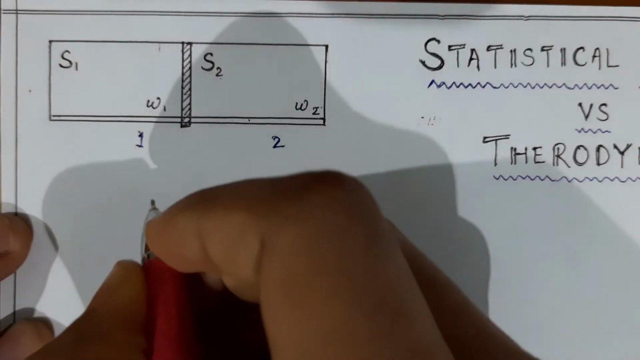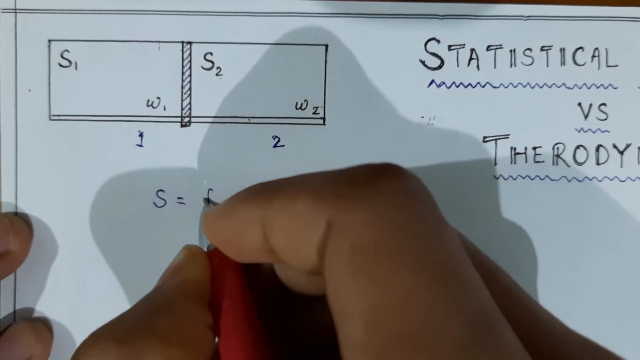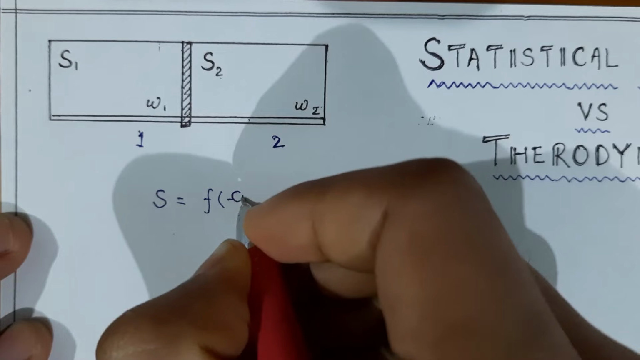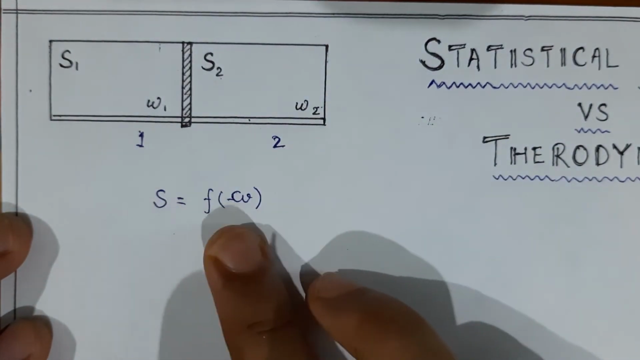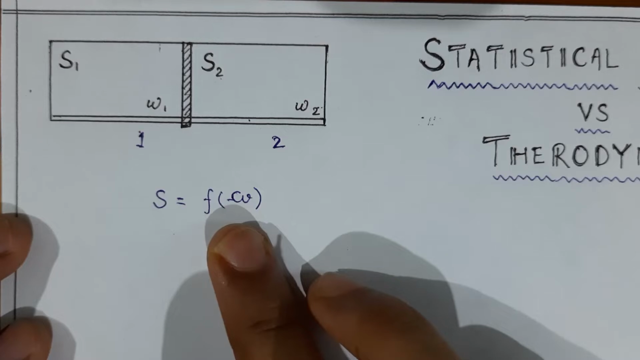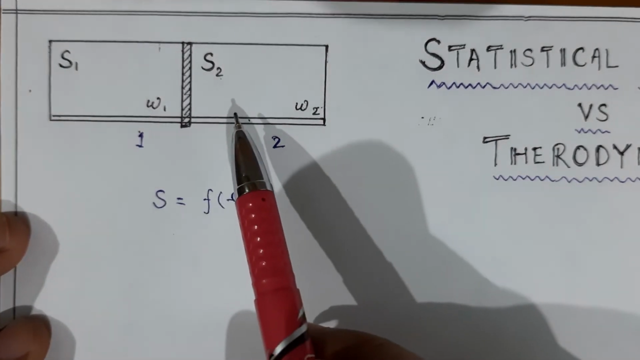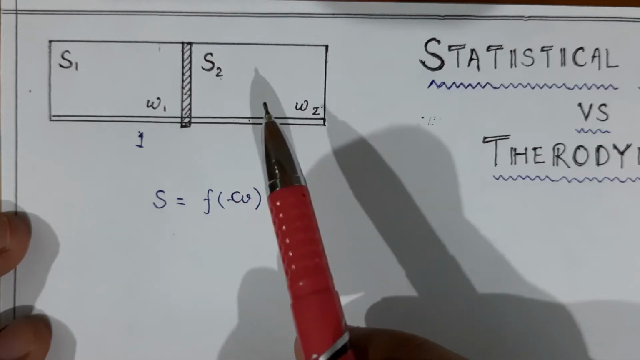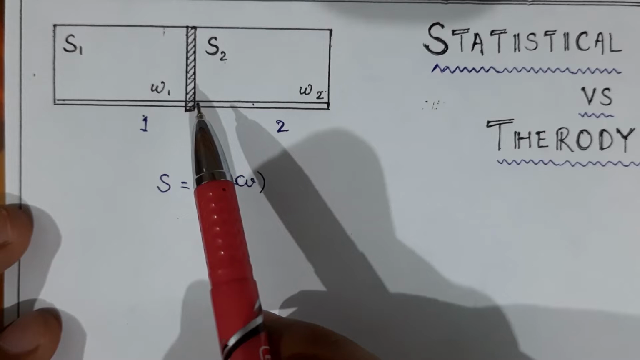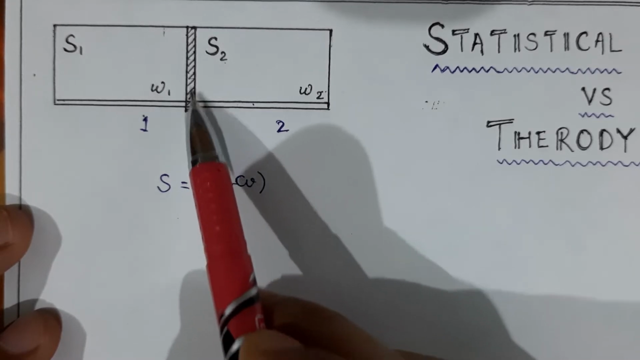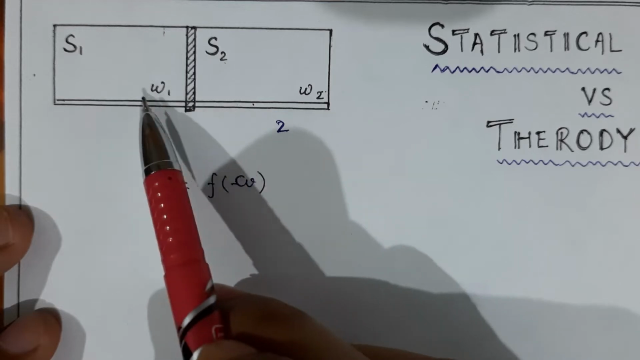So here we can see that entropy is related to the microstate, and we are assuming that it is related by a function, say f. Entropy is related to the microstate with a function f. Now, proceeding to our derivation, we are assuming that we remove the slab that separates these two systems from each other.